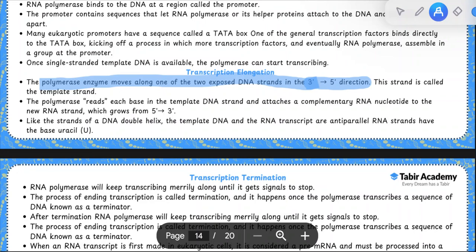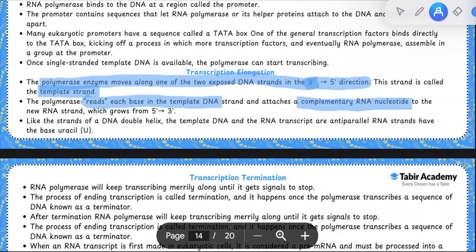और हमने शुरू शुरू में पढ़ा था कि 5 prime to 3 prime mRNA synthesize होता है, तो this must move in a 3 prime to 5 prime direction. This strand is called the template strand. The polymerase reads each base in the template DNA strand and attaches a complementary RNA nucleotide.